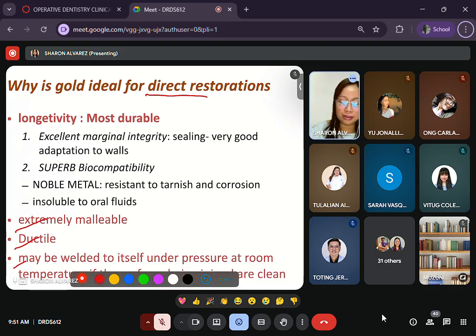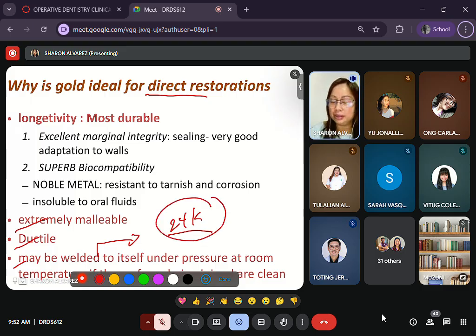And another one, the gold must be 24 karat, pure gold. Okay? So pure 24 karat gold, if the surface is clean, pieces of gold, let's say for example, if you want to join two pieces of gold together, like when you're doing condensation for restoration, they can combine together. So gold increments can combine to one another, provided that it's pure gold without impurities, as long as the surfaces are clean. So these are the reasons why it's an ideal direct restorative material.